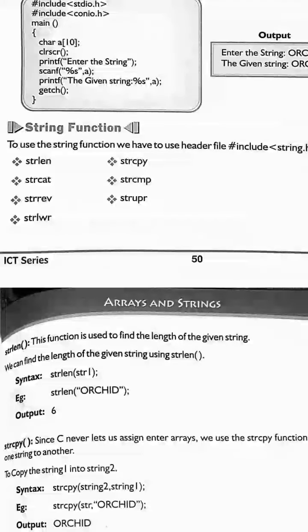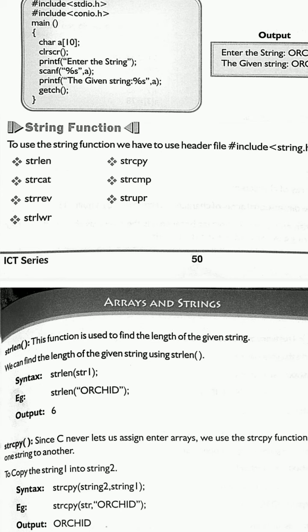So first is string length here. String length is a function used to find the length of the given string. This function is a predefined set of code that will find the number of letters given inside the string. They have given an example also: strlen. Inside the brackets you can see the double quotes, and inside that ORCHID. So this contains 6 letters that is given here.